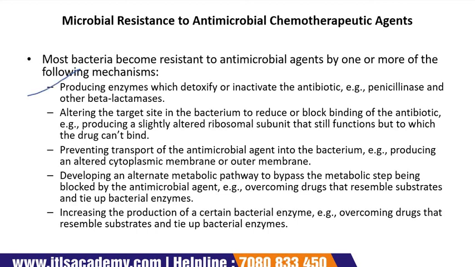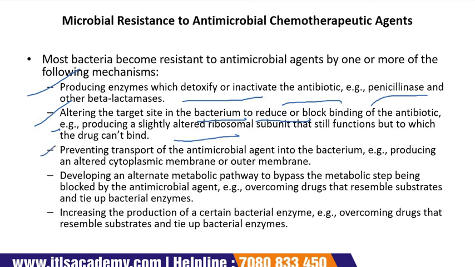Either they produce enzymes which detoxify or inactivate the antibiotic, for example penicillinase and other beta lactamases. Next is how they become resistant. Firstly, as I told you, by producing some of the enzymes. Next is they alter the target site of the bacterium to reduce or block the binding of the antibiotic. For example, they produce a slightly altered ribosomal subunit that still functions but to which the drug cannot bind.